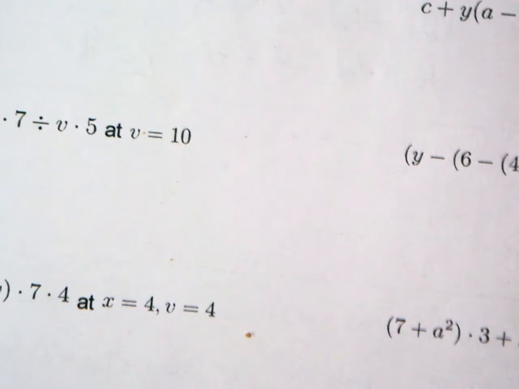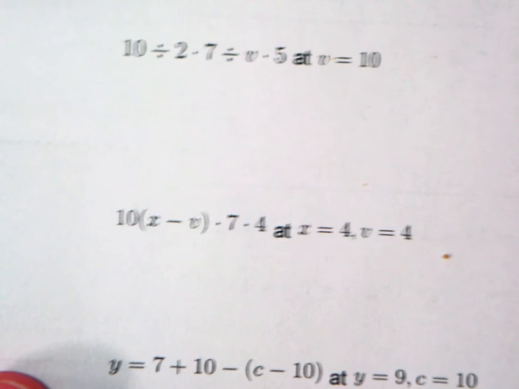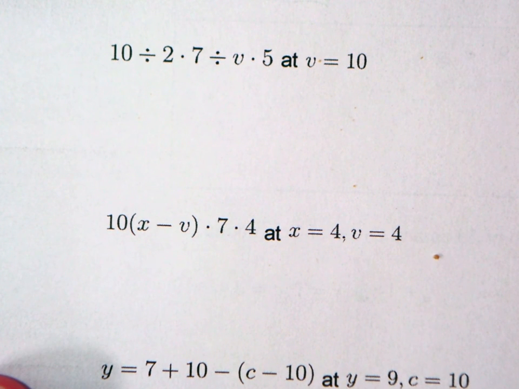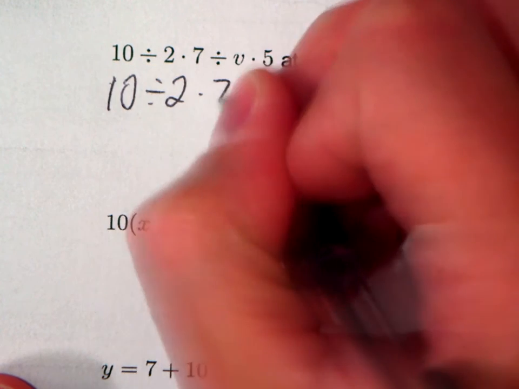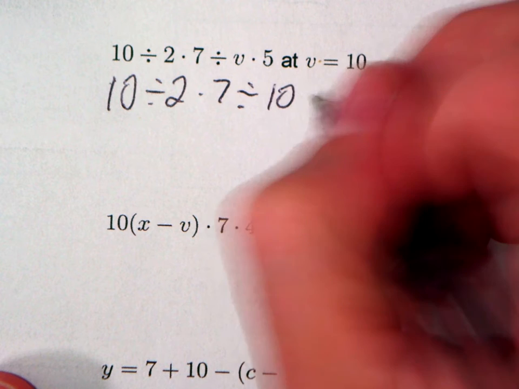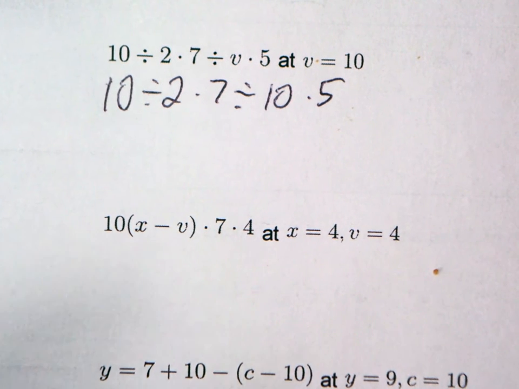We'll do maybe one more from the back. Let's see here. How about this one? 10 divided by 2 times 7 divided by v times 5 at v is equal to 10. So the only change is that we replace v with 10. And all of the operations are either multiplication or division. The mistake some people are making is they think multiplication happens before division, but that's not true. They happen at the same time.